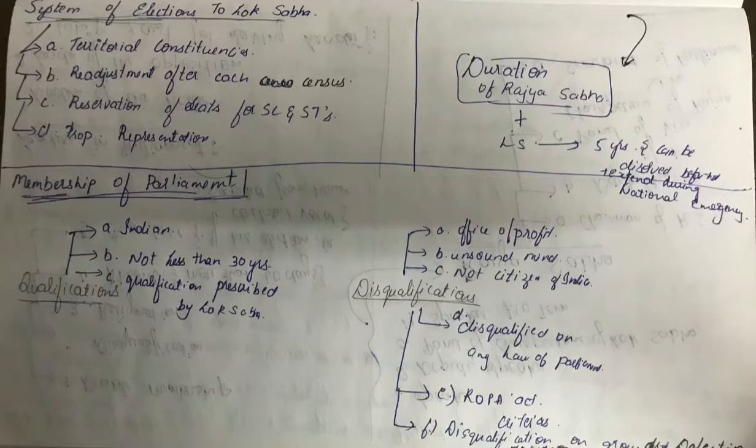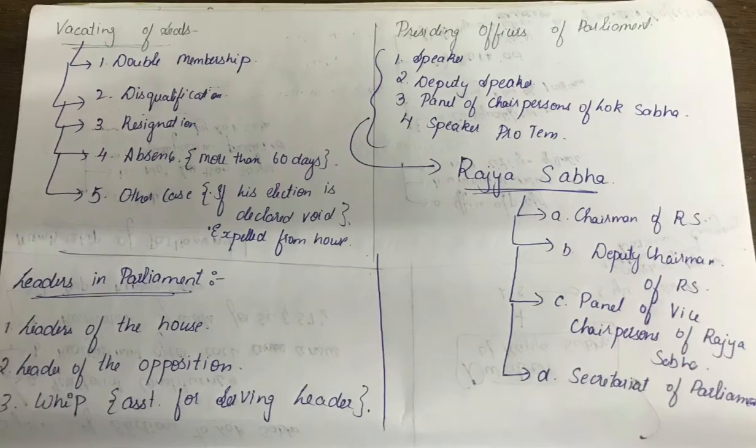Disqualification on the ground of defection. I hope most of us are clear about it, but in upcoming slides I will be letting you know much more about defection. Now, what are the ways in which there can be vacancies of seats? First one is double membership. That means if you are part of both the houses, then you will be removed, and the seat becomes vacant.